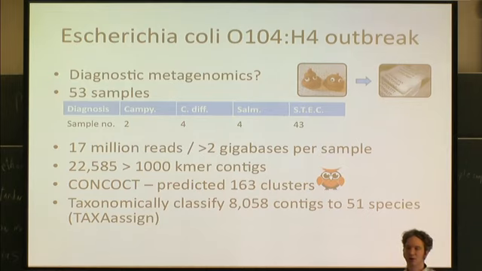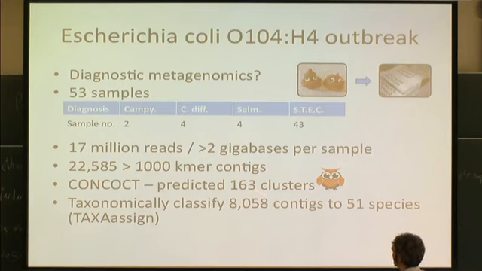Yep? Are these 16S, or are they? No, this is whole genome shotgun. So we've got 50 whole genome shotgun data sets here, and total, a lot of gigabases. So, all right. So you run CONCOCT on this, you get 163 different clusters.